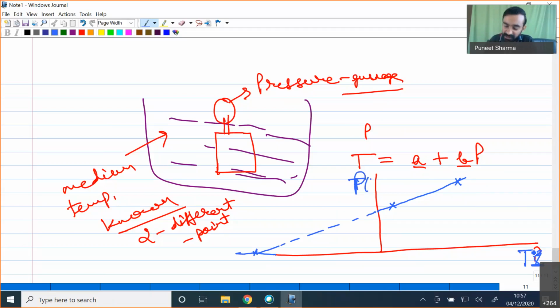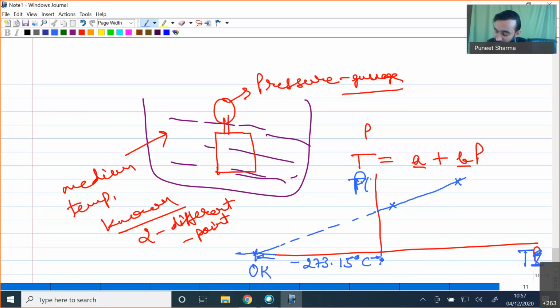So what I am saying is that the point at which my pressure value reaches 0, whatever value of temperature corresponds to that, I am calling my 0 Kelvin, the absolute value of temperature. If you see in degree Celsius, the value of this intercept is minus 273.15 degree Celsius.